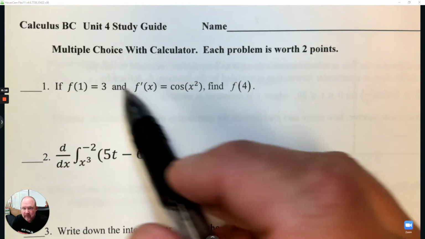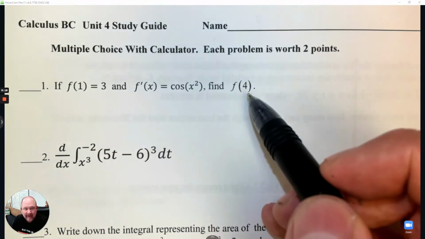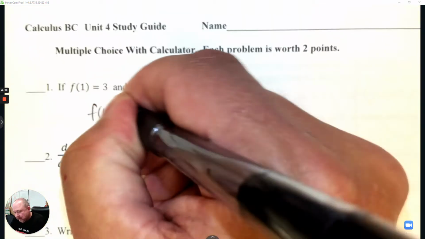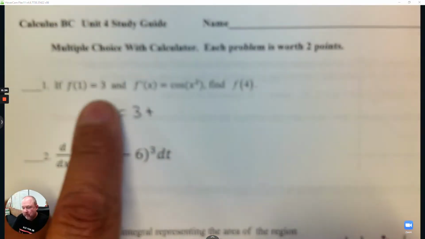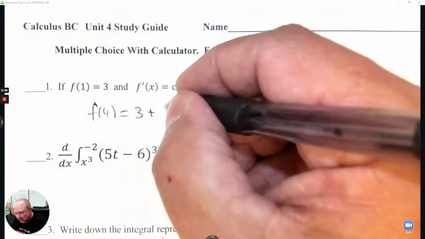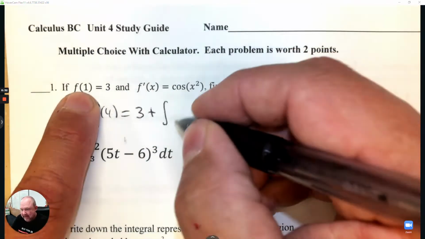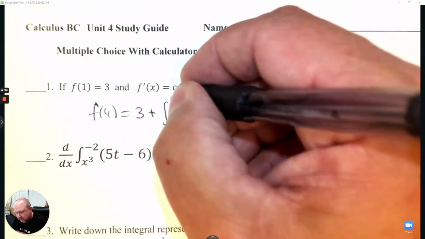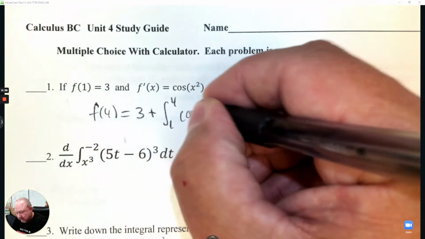So you're given a point, you're given the derivative. Find another point on that same function. So there's my goal. This is a starting value question. So the y coordinate that it starts with is 3. And then you integrate. You integrate from the x value we started with to what we're looking for, which is 4. And we're going to integrate the derivative.